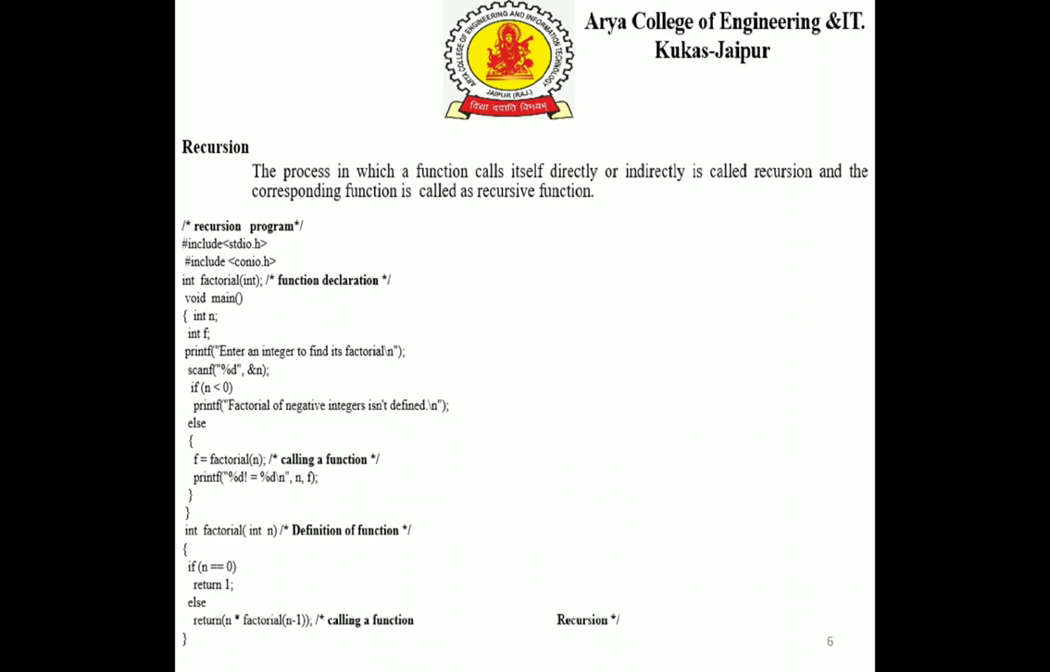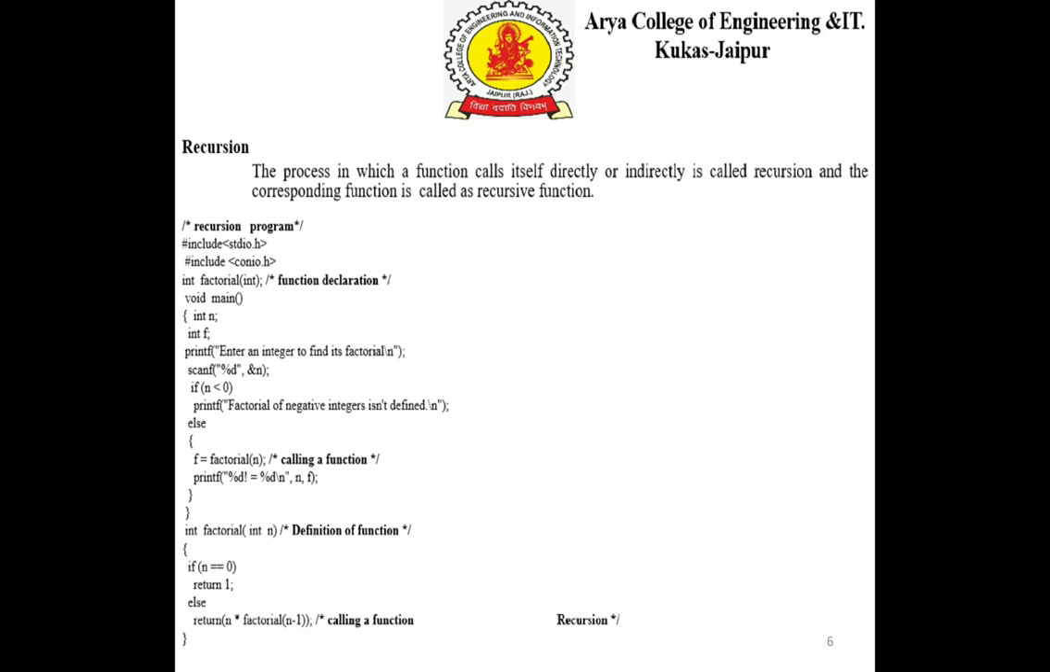Let us come to the definition section of the function factorial. Here we are saying that if n equals 0, return 1. This is the base condition. When the base condition is reached, the recursion stops. Otherwise return n into factorial of n minus 1. This factorial of n minus 1 is the function calling itself again and again. This is recursion with different parameters.